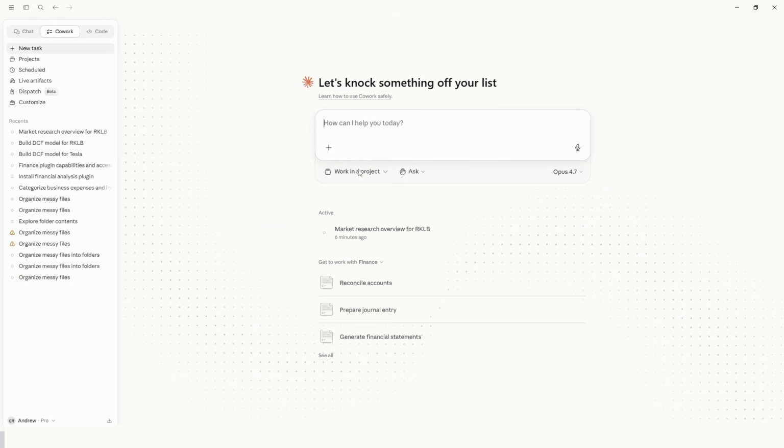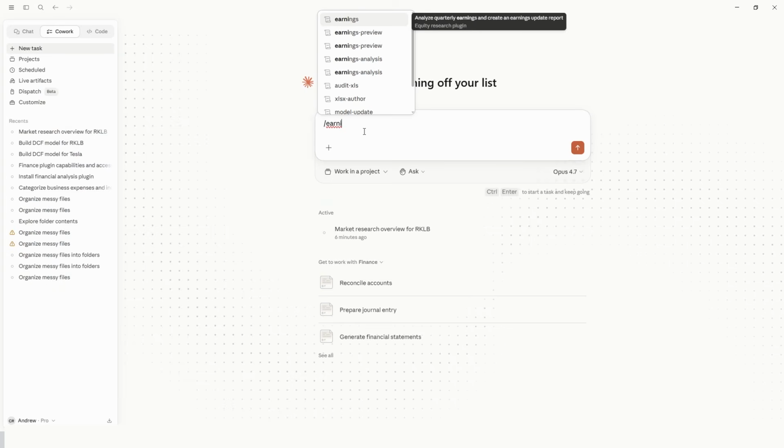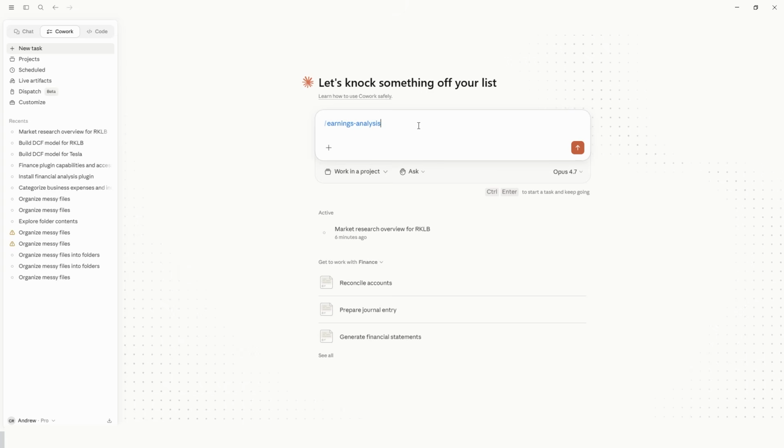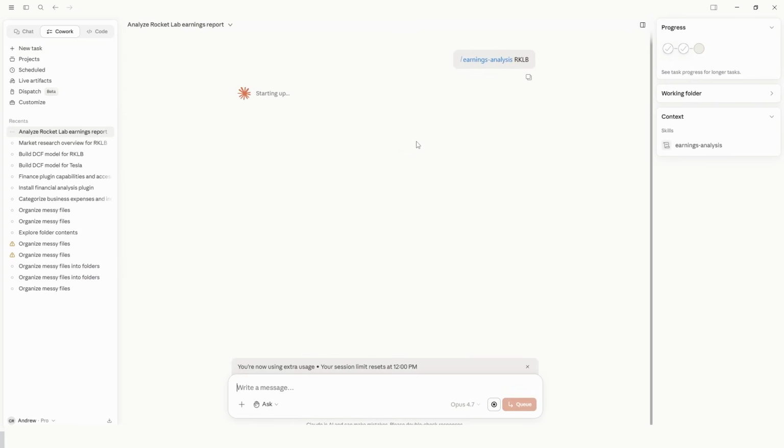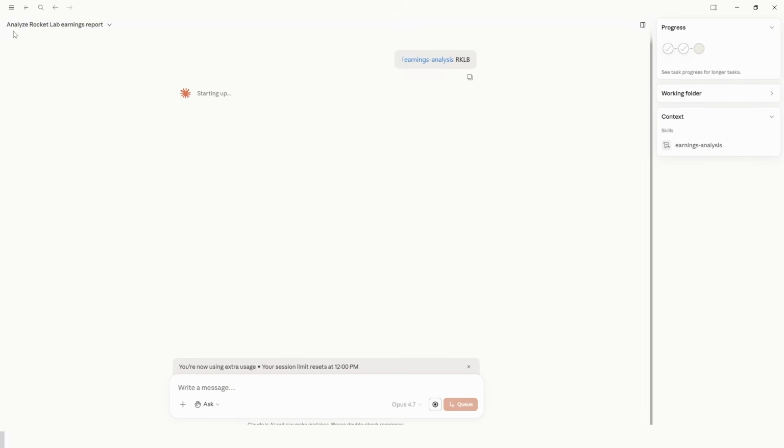And now let's actually look at the earnings reviewer. So I'm going to do earnings analysis here, and then I'll say RKLB. Now it's going to go ahead and analyze the earnings of RKLB. This is going to be super, super interesting because I really want to see how it analyzes the earnings.